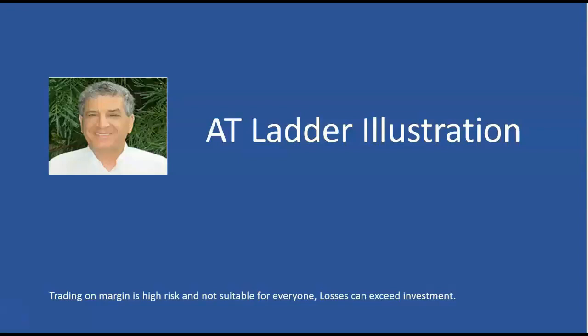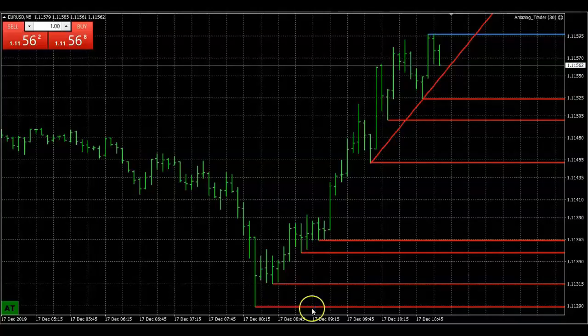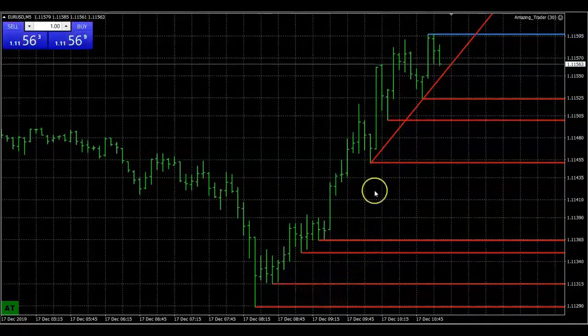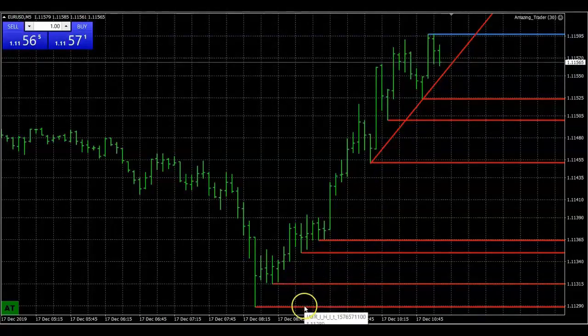Without going into detail, I just want to show you what an AT ladder looks like, and what I'm going to show you can be applied to any chart on any time frame. This 5-minute Eurodollar chart is a good illustration of an up ladder. What's an up ladder? It's represented by rising red lines.